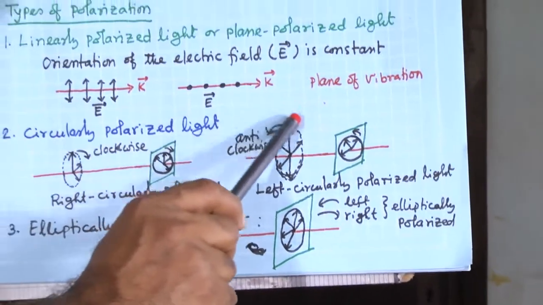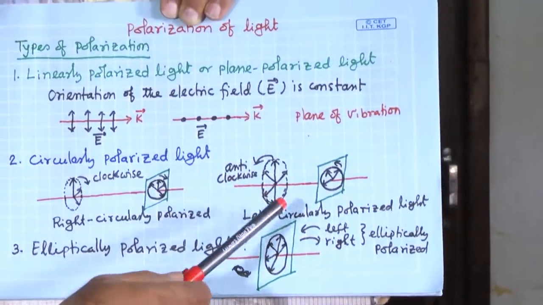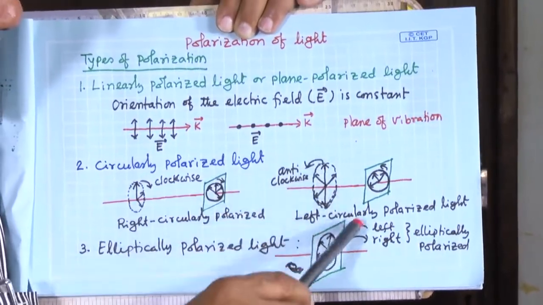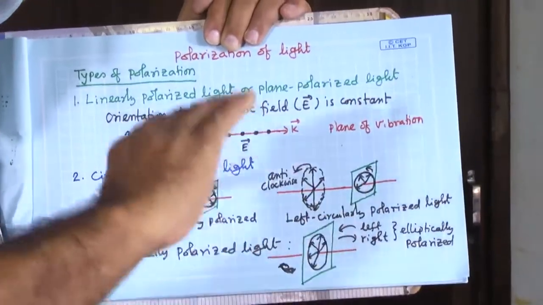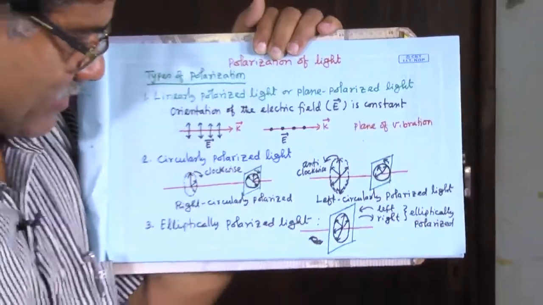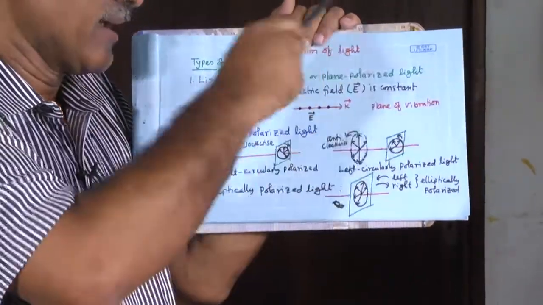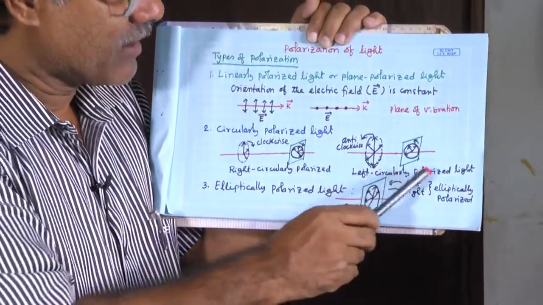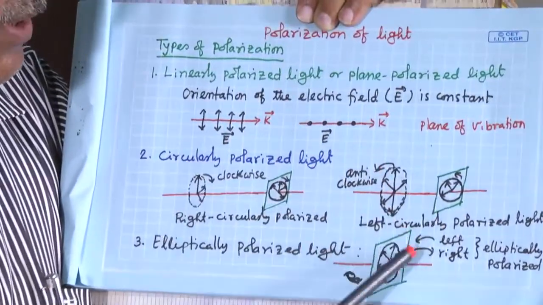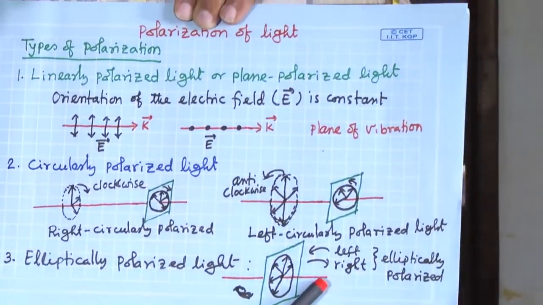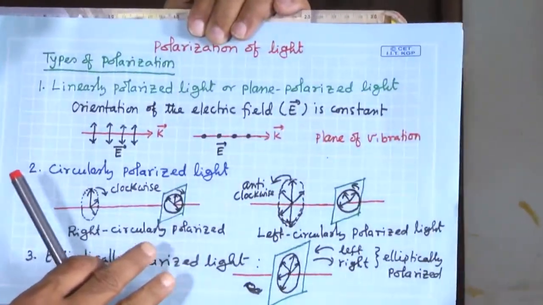Now, the rotation can be clockwise or anti-clockwise. If it is clockwise, it is towards my right hand, so it is right-handed polarized light. If it is anti-clockwise, it is towards my left hand, so it is called left-handed polarized light. Left circularly polarized light or left elliptically polarized light. So, these are the types of polarization.